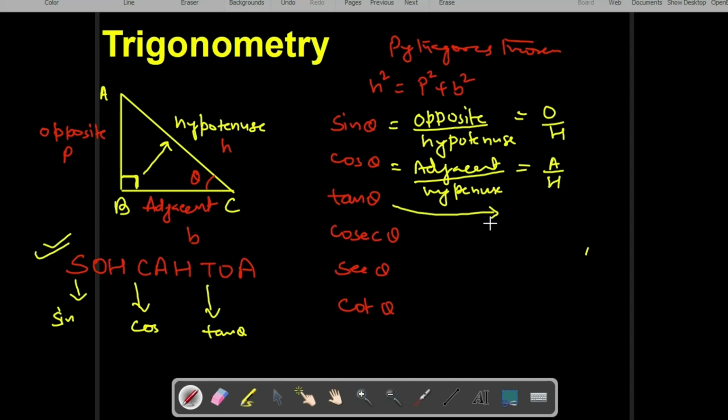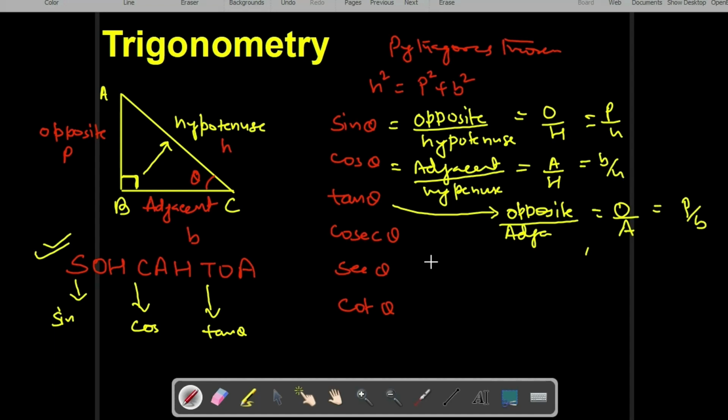Now tan theta, if I have to write here, tan theta is equal to, what can we write here? OA. That means opposite upon adjacent. So we can write OA, opposite upon adjacent. Opposite is P, and hypotenuse is H, so sine is P upon H, cos is B upon H, and tan is P upon B, this way.